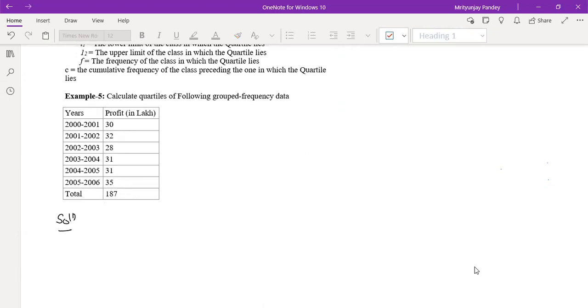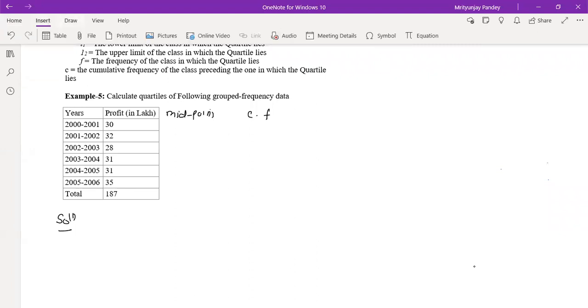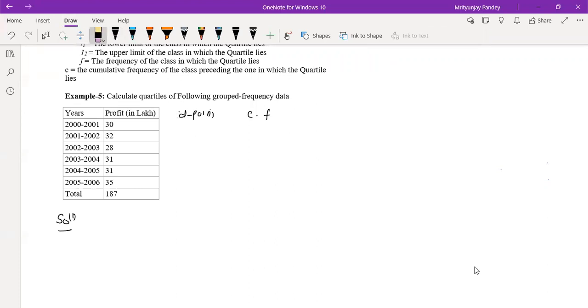right? So shall I add it in this itself? Midpoint and then cumulative frequency. Tell me the midpoint. 2000. No need to calculate midpoint. My mistake. Only calculate the frequency, cumulative frequency, because here midpoint is not needed in the formula.